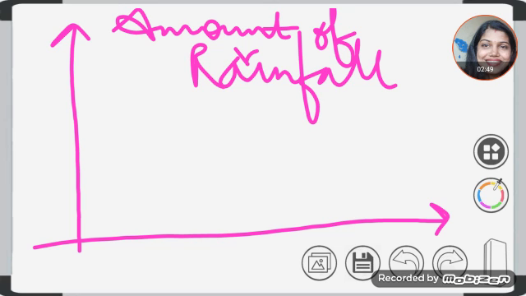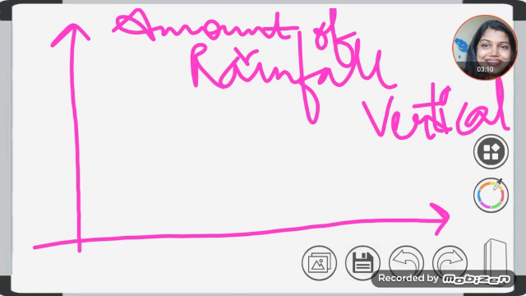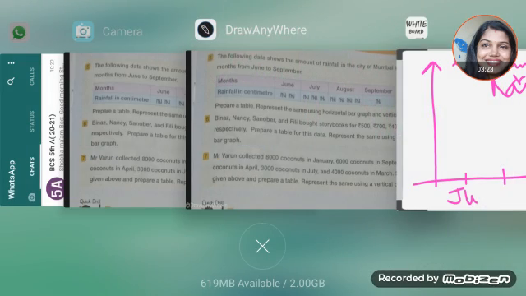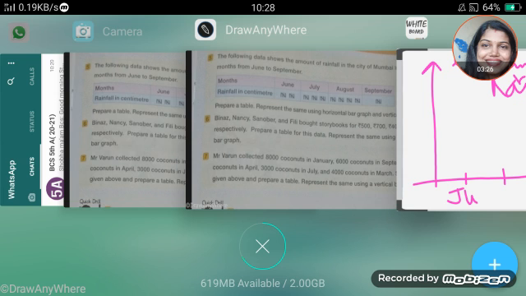After writing the title, we have to set the scale. The data which we have calculated in the table is in terms of multiples of 5, that is 10, 15, 20 and 5. So first I am going to draw the vertical bar graph. In a vertical bar graph, you should label on the x-axis the months. It is June, July, August, September.